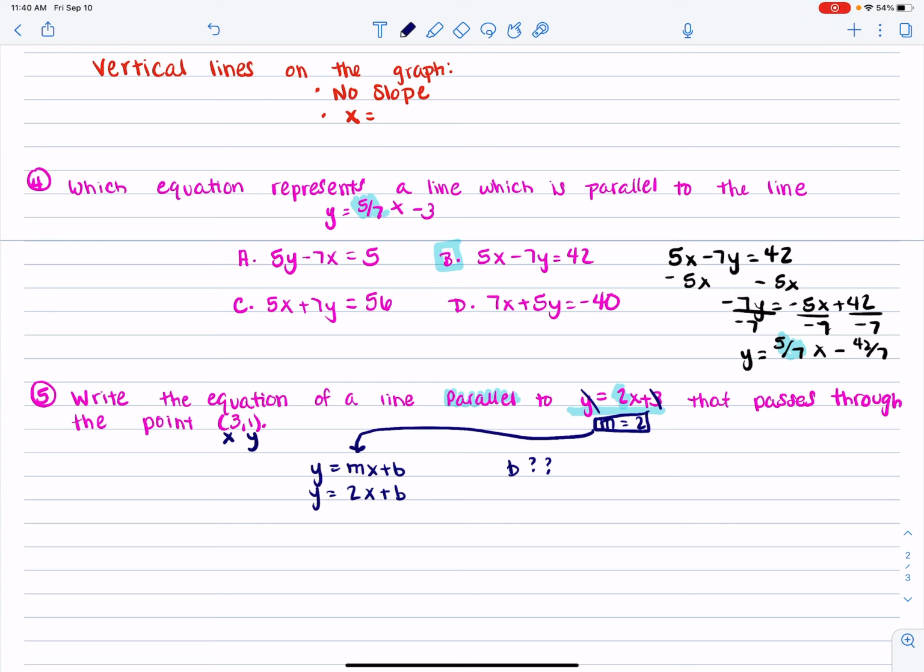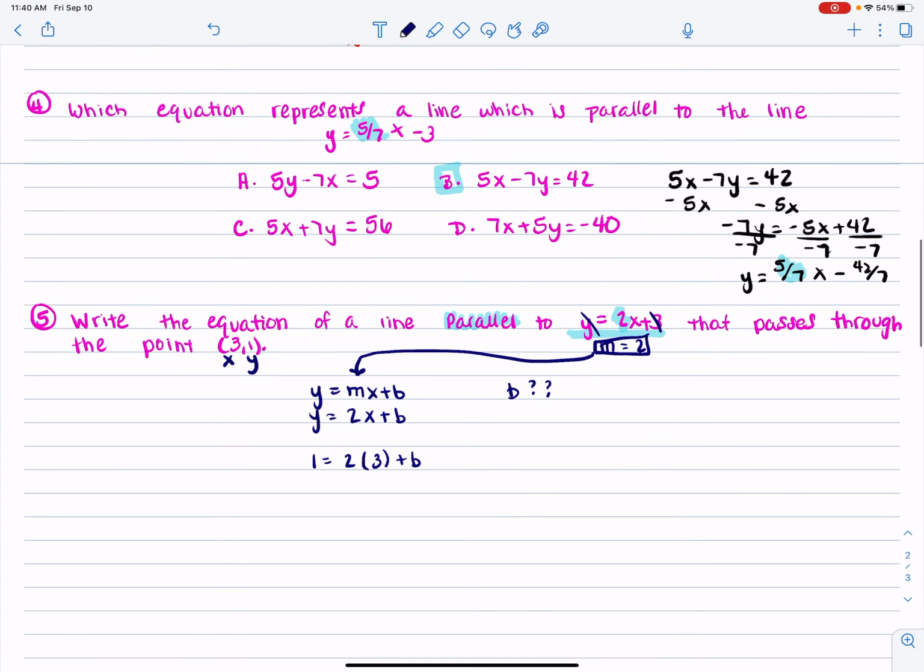So y is the number 1, so I really have 1 equals 2 times x, which is the number 3, plus b. So 1 equals 2 times 3 is 6 plus b. Minus 6. Negative 5 equals b, because we just solved for b. So now I know that b equals negative 5, and I know that m equals 2. So my equation is y equals 2x minus 5. So I used the slope and the point given to find the equation of the line.